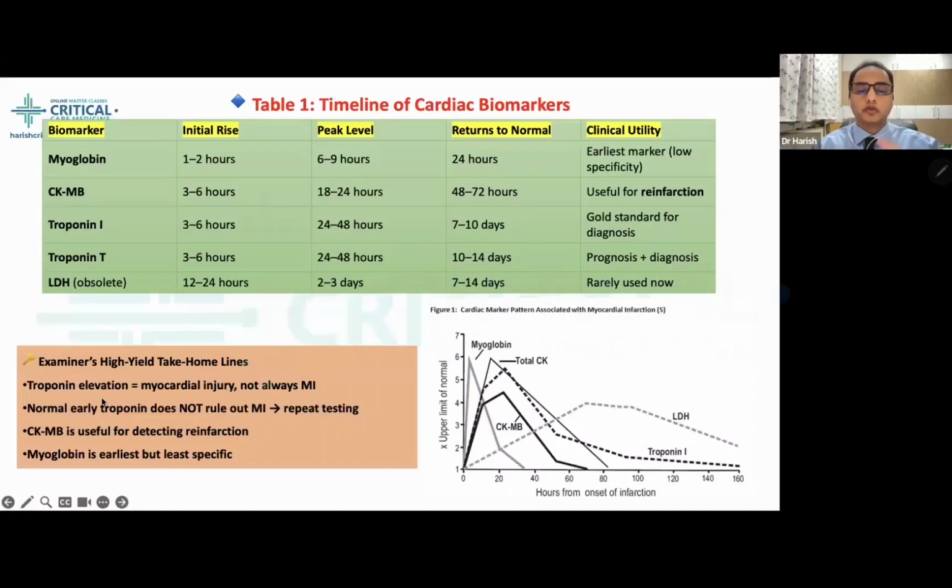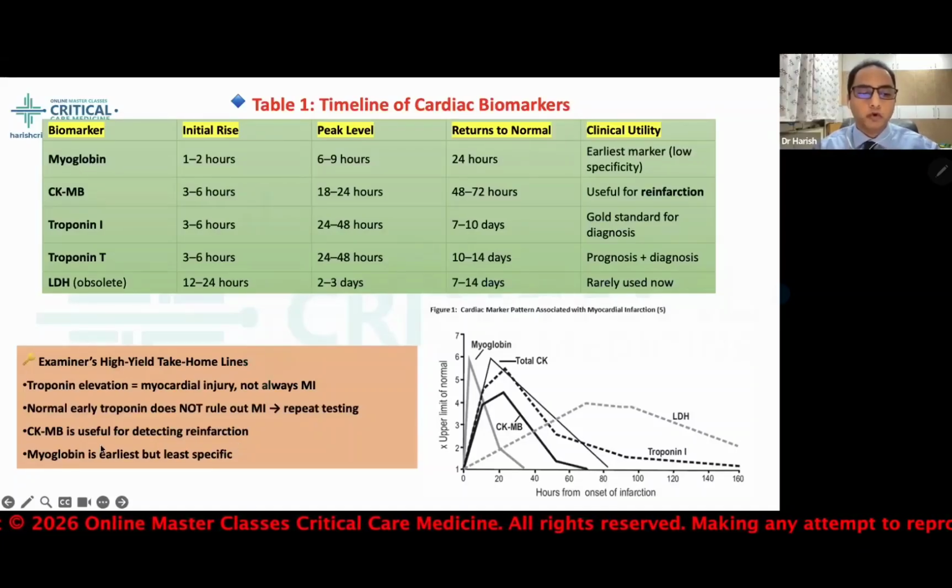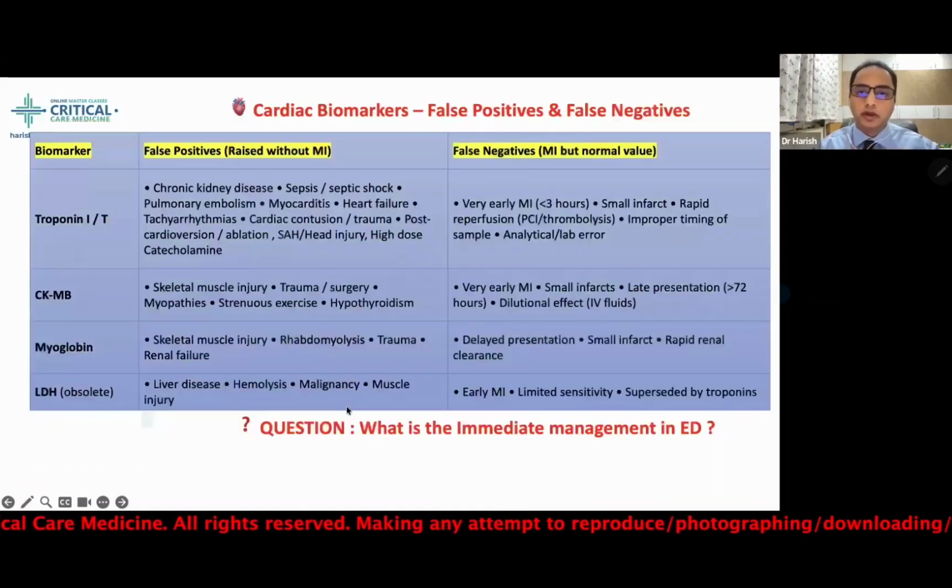The take home here: troponin elevation suggests myocardial injury, but is not always diagnostic of myocardial infarction. There are other reasons for troponin to rise. A normal early troponin does not rule out MI if it is within 3 hours, so repeat testing is needed after 6 hours. CKMB is useful for detecting reinfarction. Myoglobin is the earliest but less specific biomarker of cardiac origin. Again, these are some of the false positives and false negatives which you can go through.